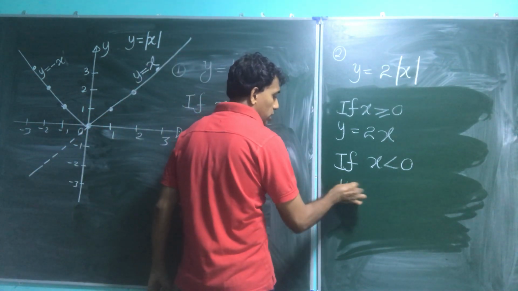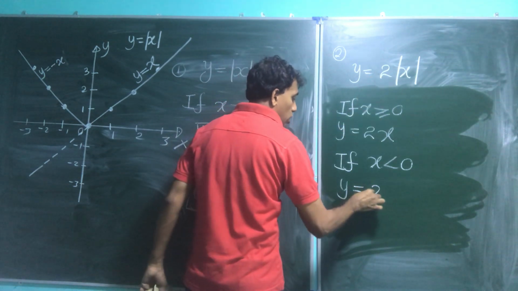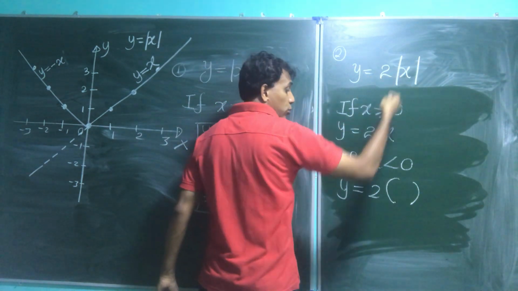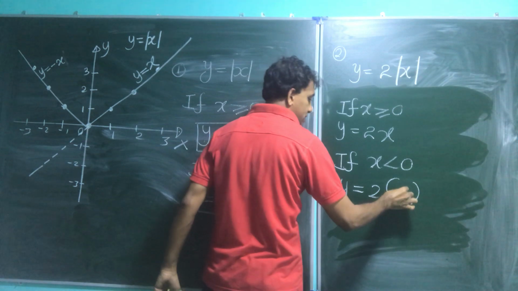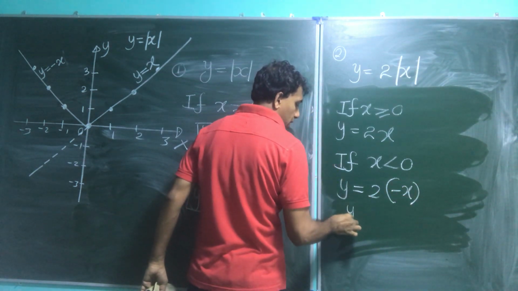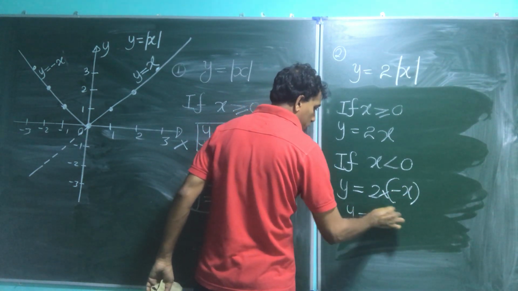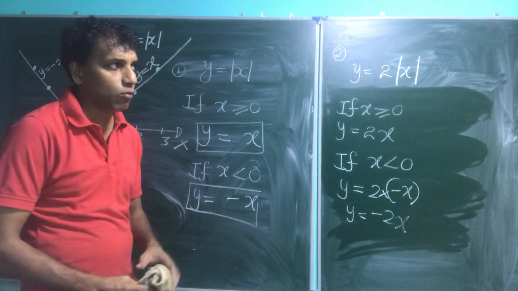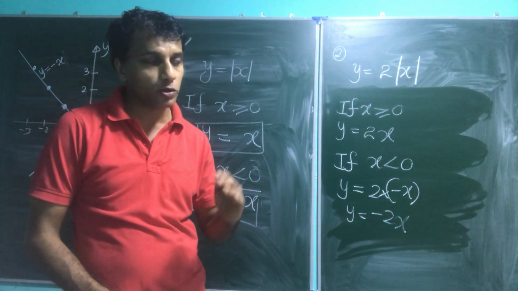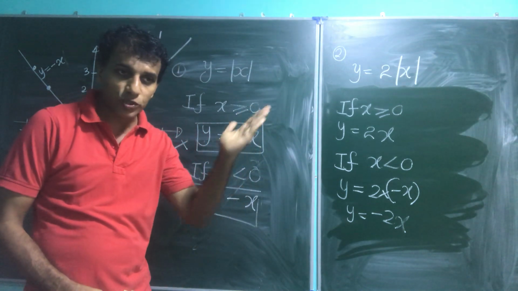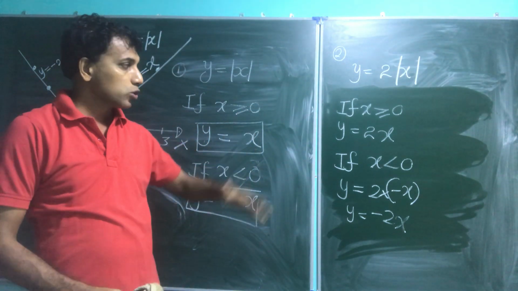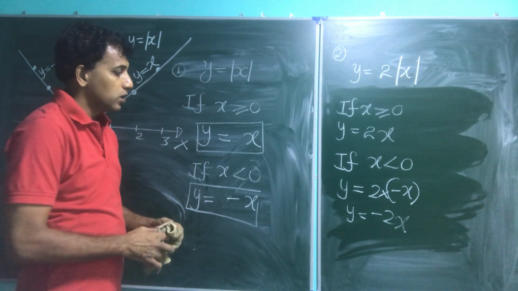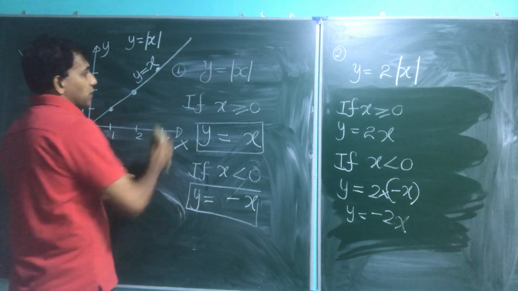Y equals 2, that x you write, put an extra minus and what is inside. So what do you mean by that? Multiply here, so minus 2x. So the modulus sketch has two portions, the positive side and the other side, right? Two parts of the graph. So therefore it is simple, you can draw that graph.